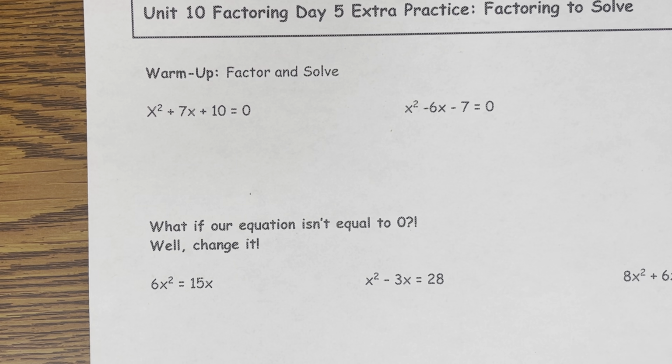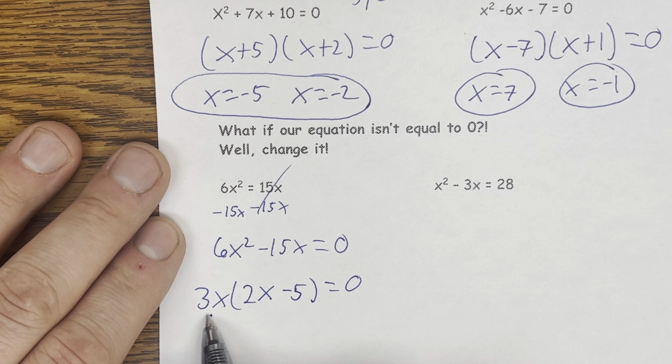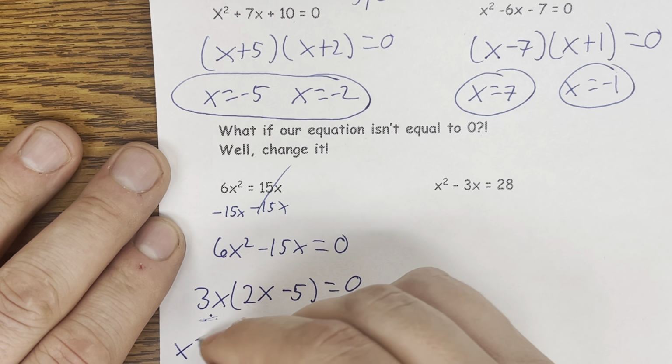So GCF first. GCF here is a 3x. Left inside would be 2x minus 5 equals 0. First solution on the outer part: when's this equal to 0? Well, when x is 0.